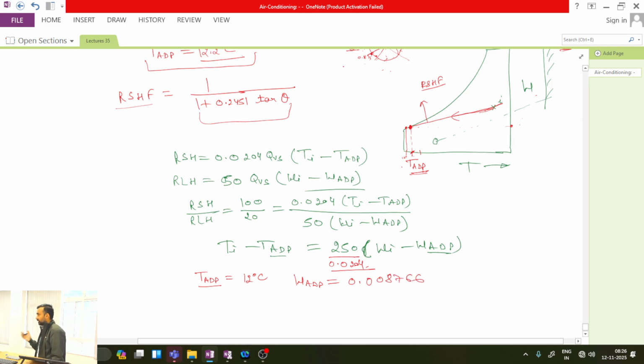The process is clear. Analytically, I don't go for drawing the RSHF line. First, I assumed 12 degrees Celsius. But when I substitute 12, I also need WADP. For calculating WADP, on this plot I will go to 12 degrees Celsius and take a vertical line which crosses the saturated curve. Corresponding to the saturated curve, I will read the value from the specific humidity axis, and that will give me the value of WADP. Clear?